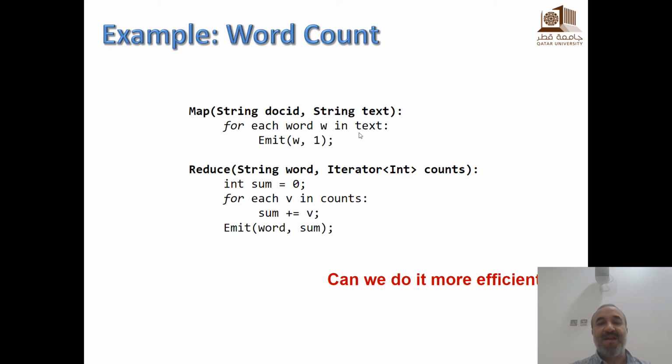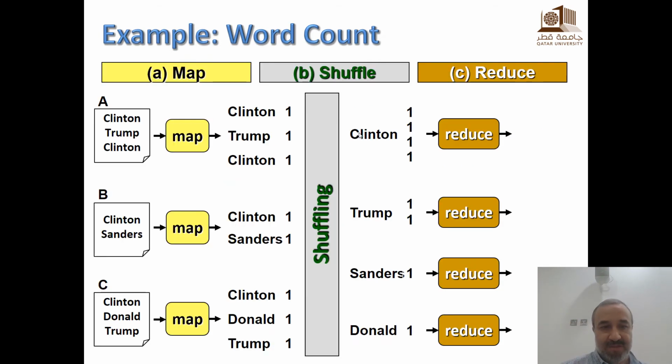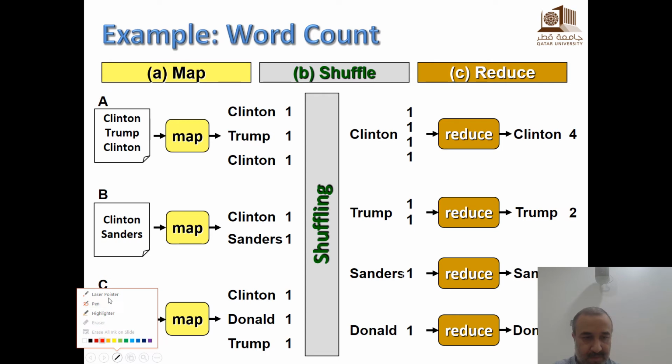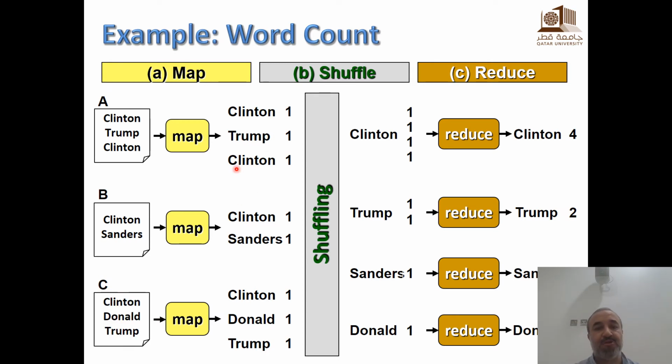Okay. Now the question is, can we do it more efficiently? I think you gave some hints already. Some of you were worried about this already before even getting to the end of the process. How can we do that more efficiently? Instead of producing each word with 1, we can locally count. For example here, instead of producing Clinton 1 twice, instead of producing 2 records for Clinton, we can produce 1 record, which will be in this case Clinton 2.